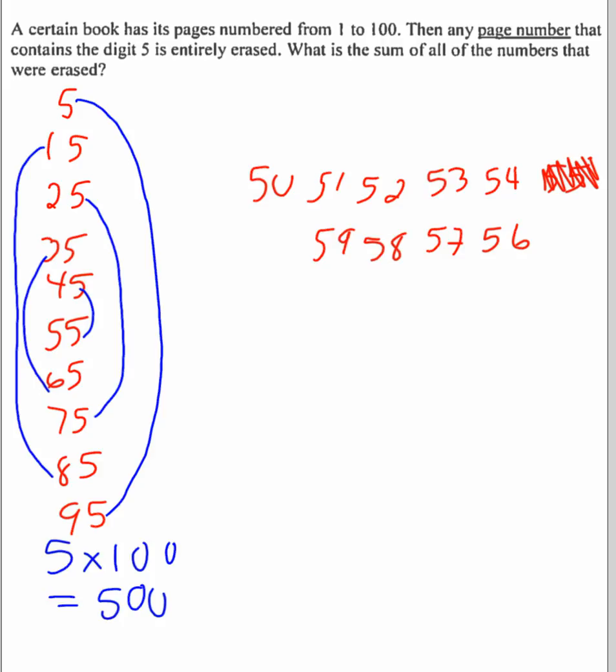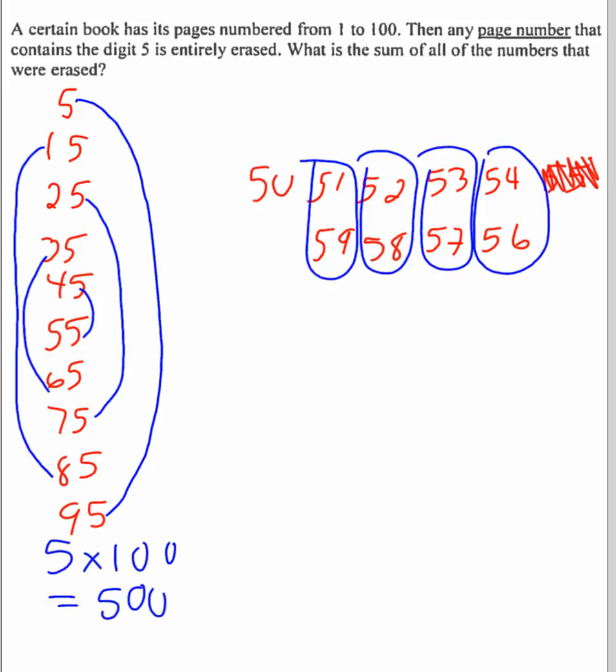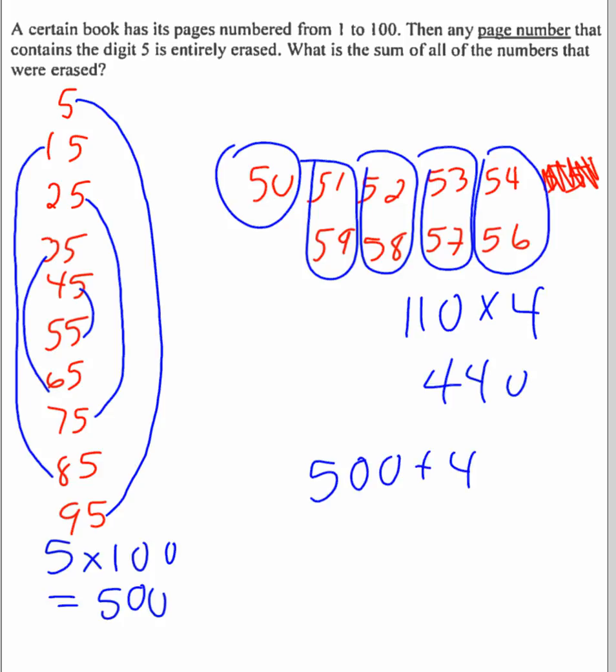Now let's look at these numbers, and I'm going to notice something very similar. I can pair them up. This time, each of those pairs equals 110, and I have 4 of those. Okay? Again, you can break this number down. 4 times 100 is 400, and 10 times 4 is 40, so that's going to be 440. And then I have this 50 left over. So I've got 500 plus 440 plus 50, and I end up with 990.